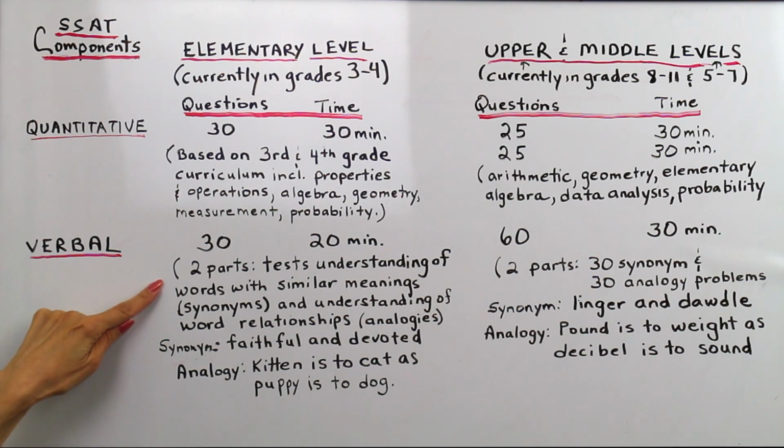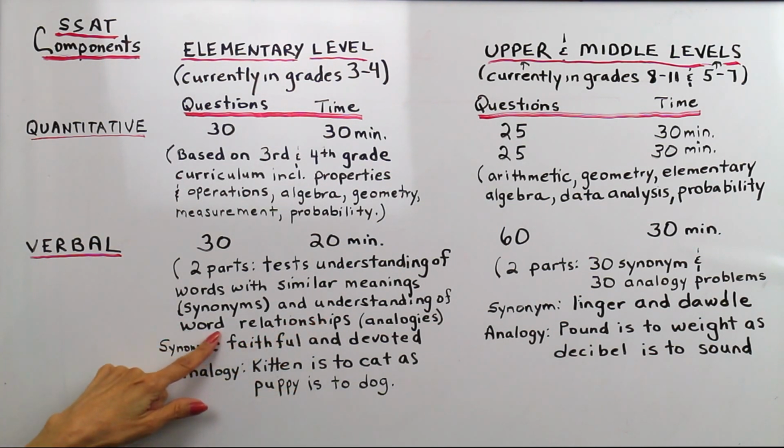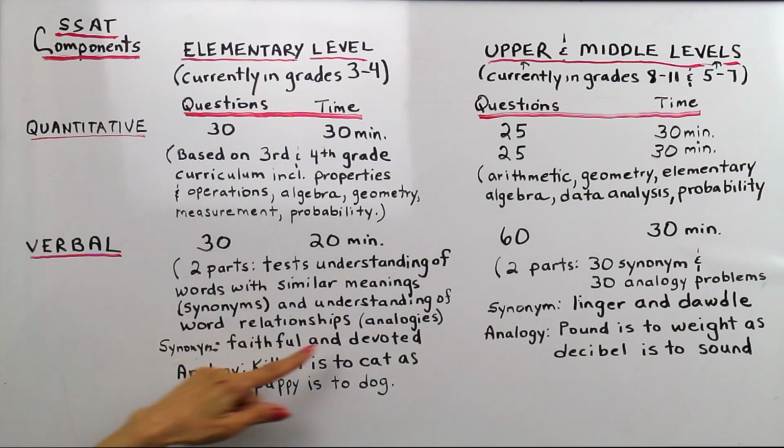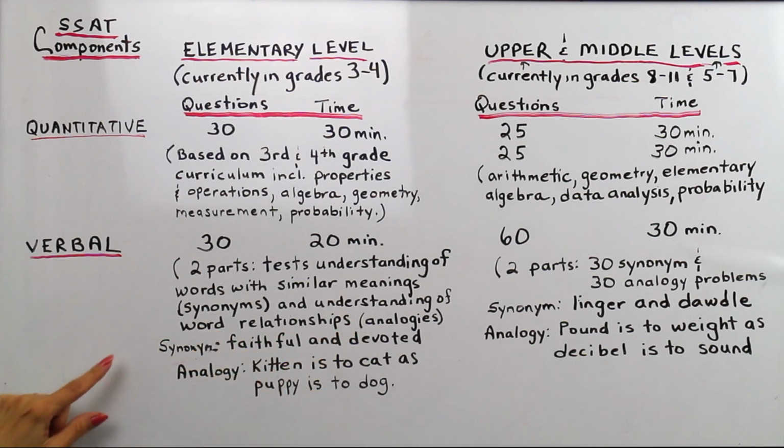The verbal section for the elementary level consists of 30 questions that have to be completed in 20 minutes, and there's 2 parts. It tests understanding of words with similar meanings, which are synonyms, that's part 1, and understanding of word relationships, that's part 2, the analogies. An example of a synonym might be faithful and devoted. And at the simplest level, an example of an analogy would be kitten is to cat as puppy is to dog.